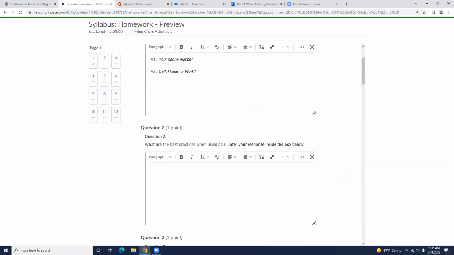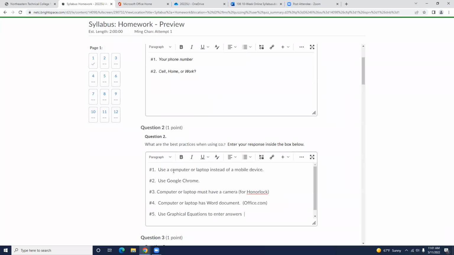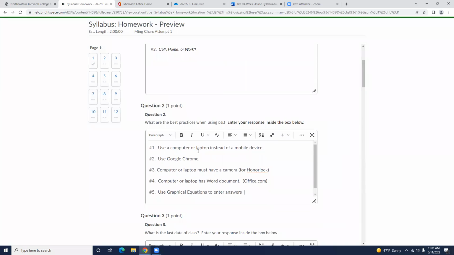Question number two, what are the best practices when using D2L? This is very important. Number one, you need to use a computer or a laptop, and you can go ahead and copy down these answers. You have to use a computer or laptop instead of a mobile device when you access D2L. I understand that you need to take pictures of your handwritten assignments, the handwritten portion of the homework, and notes using a mobile device. But as far as using D2L, you need to use a computer or a laptop.